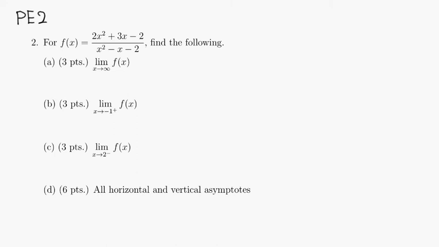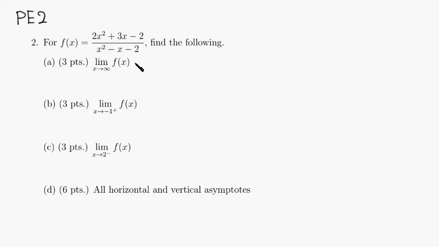Alright, let's look at practice exam 2, problem number 2. We have this rational function and we want to find all these limits and asymptotes. Let's look at part A. We want to take the limit of this function as x approaches positive infinity. So let's do that.